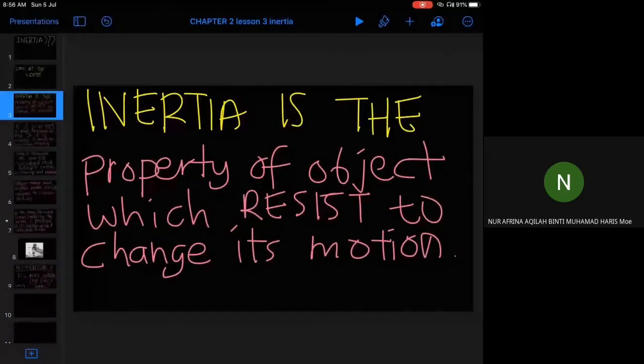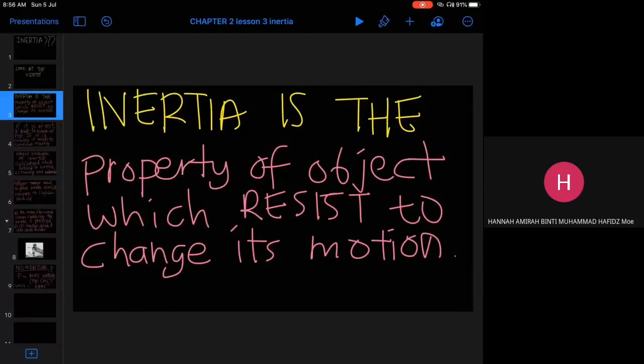Okey? Maksudnya diri you sendiri ada inertia tak? Ada. Semua benda dekat dunia ni ada inertia. So apa itu inertia? Inertia tu is the property of the object. Adalah sifat objek. Di mana apa sifat tu? Sifat yang resist to change its motion. Itu adalah inertia. Okay? So inertia is the property of object which resist to change its motion.